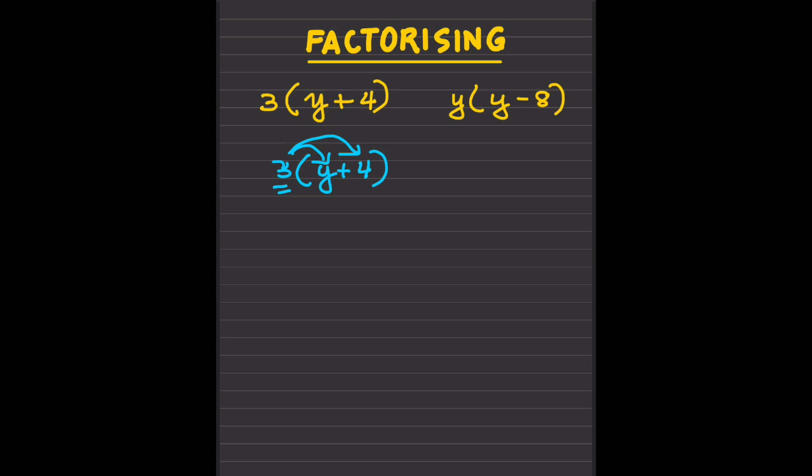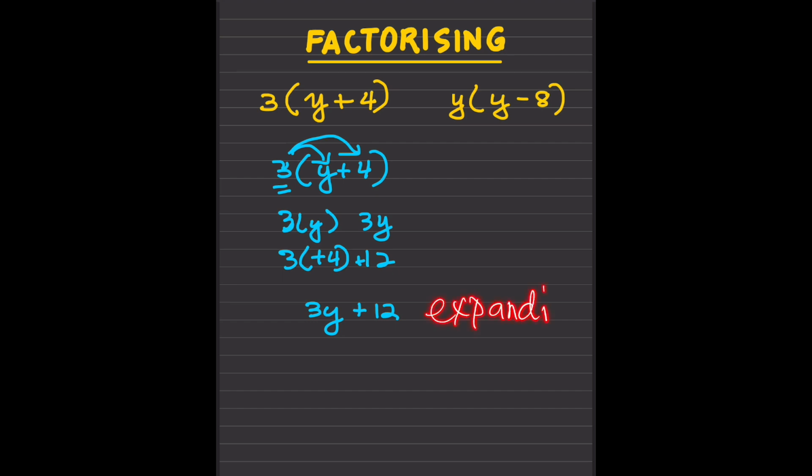terms inside the bracket. So we have 3 times y, which gives you 3y, and then 3 times positive 4, remember the sign, gives you positive 12. So let's put this together, 3y plus 12. So this is the expanded expression.